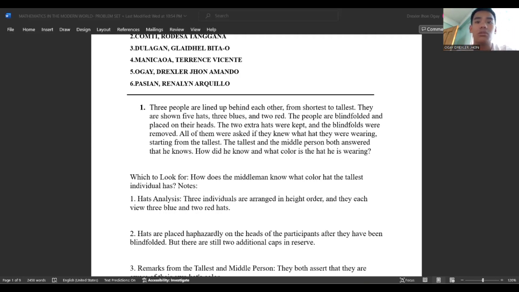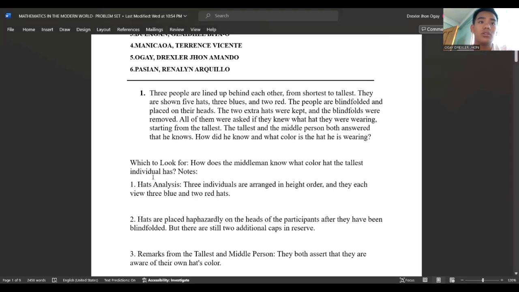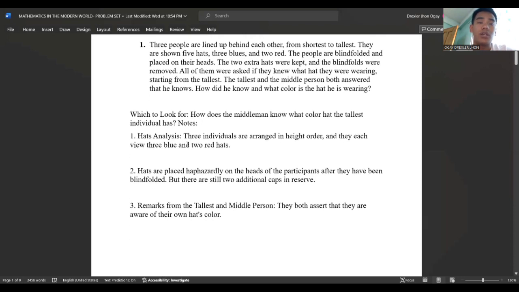So, next. What are we looking for? How does the middleman know what color hat the tallest individual has? Notes: we have 3 key points. Hat analysis: 3 individuals are arranged in height order. They each view 3 blues and 2 reds. Hats are placed haphazardly on the heads of the participants after they've been blindfolded, but there are still 2 additional caps in reserve. May dalawang reserba.